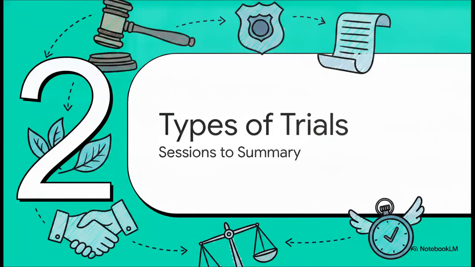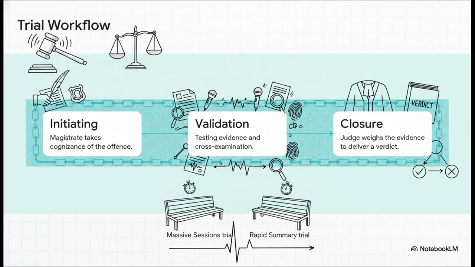Section 2. Types of trials, sessions, warrant, summons, and summary. So, once that formal charge is laid down, how does the trial actually play out in the real world? Well, the law is highly practical. It recognizes that a super complex murder case simply shouldn't follow the exact same track as, say, a minor public nuisance infraction. So we have varied tracks. We go from the rigorous sessions trials for the most severe crimes all the way down to rapid summary trials for petty offenses. But, and this is key, regardless of the track you're on, the underlying DNA remains incredibly consistent.